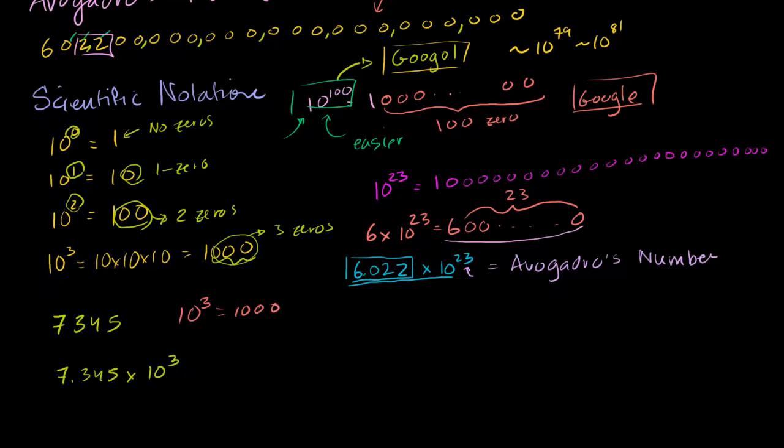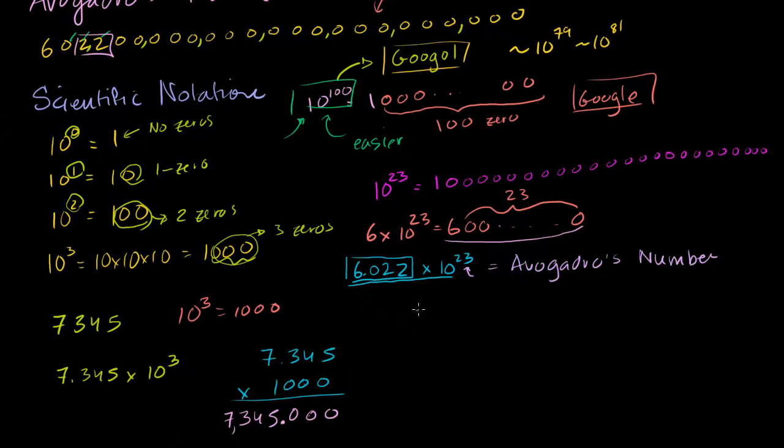Let me multiply it out just to make it clear. So if I took 7.345 times 1,000, the way I do it is I ignore the zeros. I essentially multiply 1 times that guy up there. So I get 7,345. Then I had 3 zeros here, so I put those on the end. And then I have 3 decimal places. 1, 2, 3. So put the decimal right there. And there you have it. 7.345 times 1,000 is indeed 7,345.